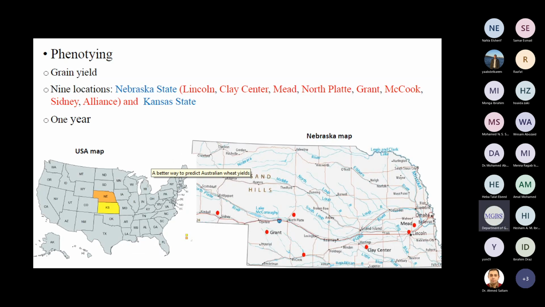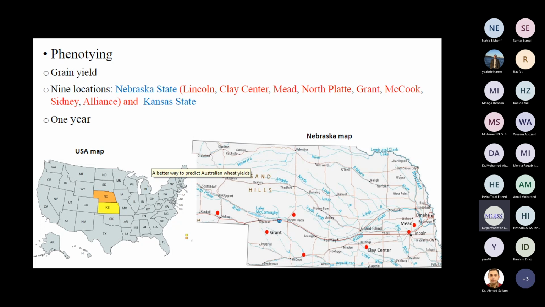So we applied the protocol that I suggested. We phenotyped grain yield in 9 locations, which is many locations, in 2 states. This study was done in the US during my postdoc, and I continued it after I came back from the USA. We published this last year.